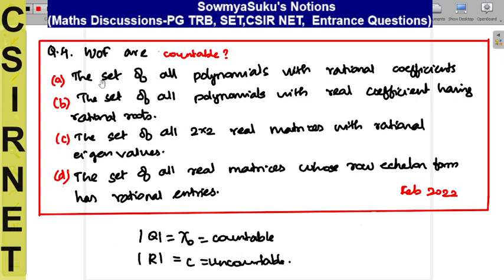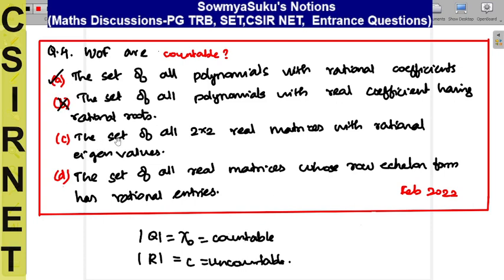So here the set of all polynomials is with rational coefficients. Rational is countable, so option A is the right one. Let's check the second one. Set of all polynomials with real coefficients having rational roots. Rational roots, but what about the polynomial coefficients, which are real? Real is uncountable. So option B is wrong.